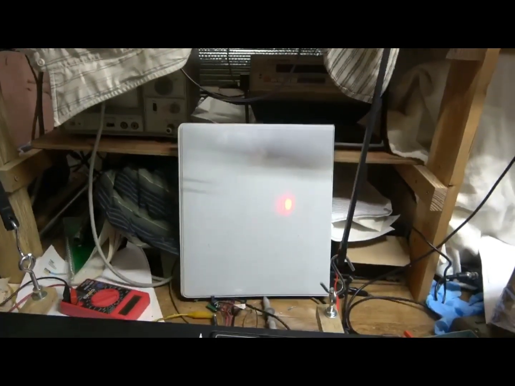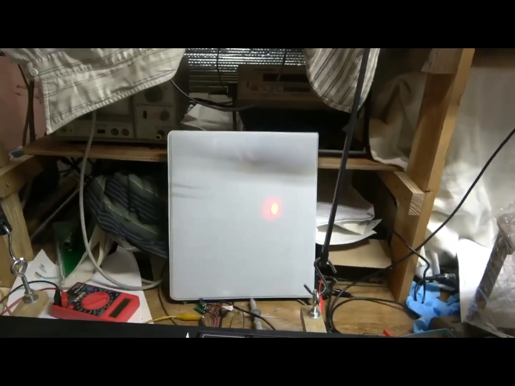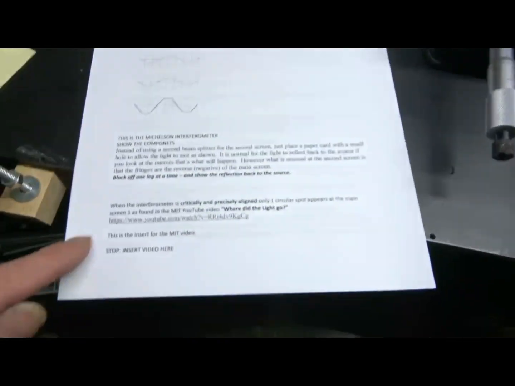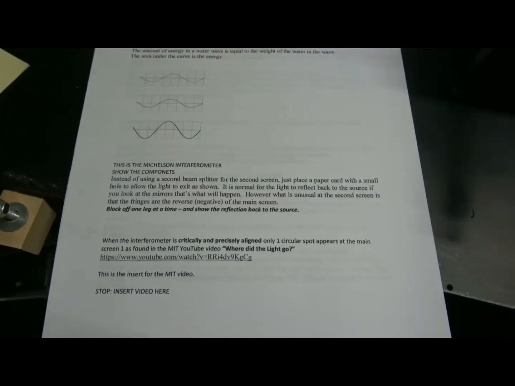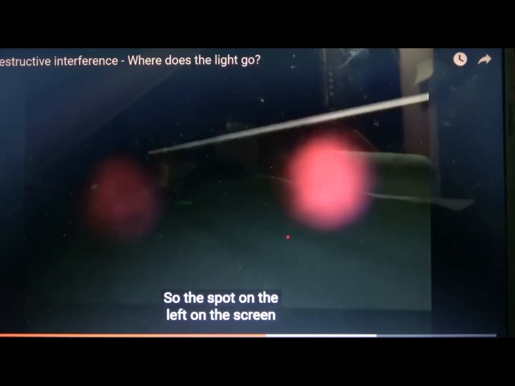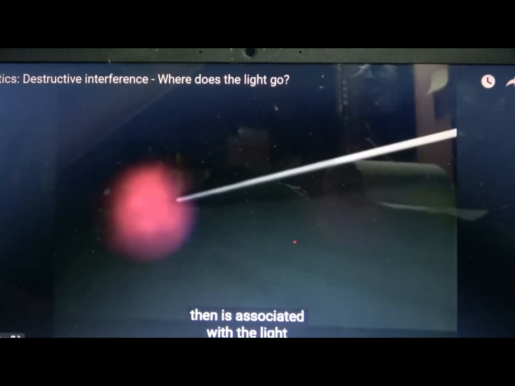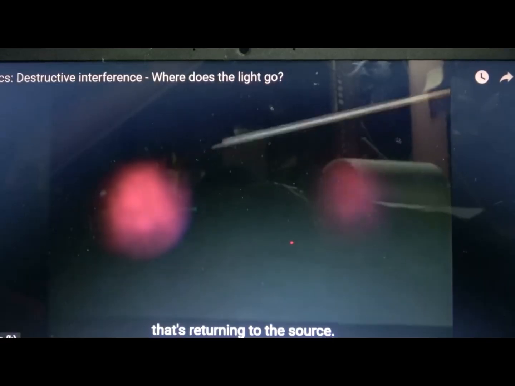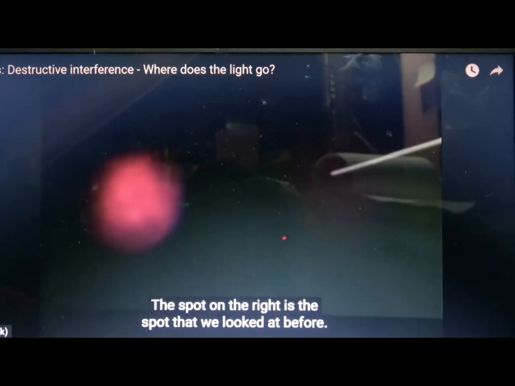Okay, when the interferometer is critically aligned with only one circular spot appearing at the main screen, as found in the MIT video, Where Did the Light Go? Here's the reference for it. I'm going to insert the video in here now.